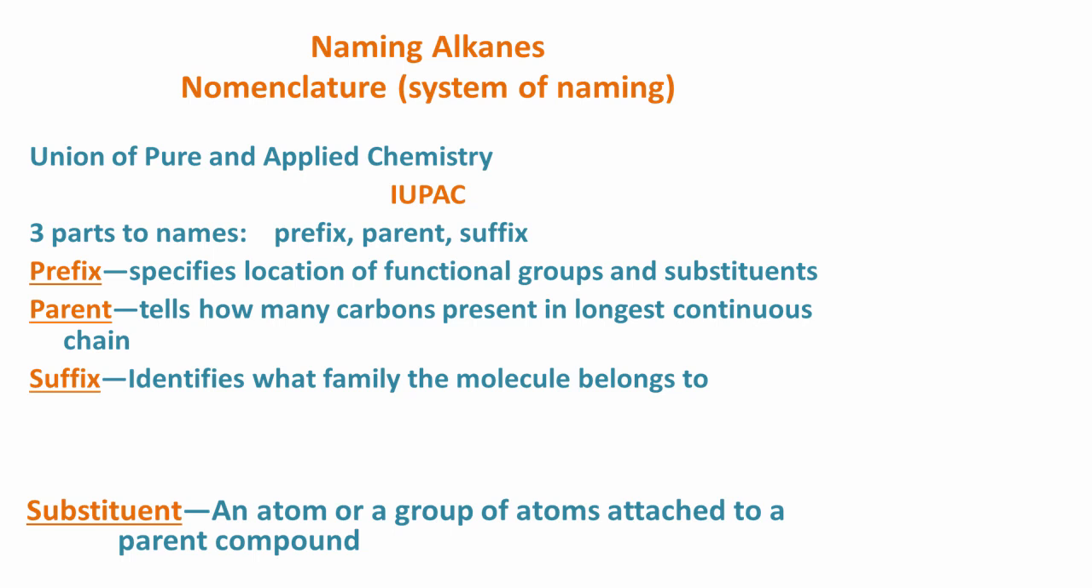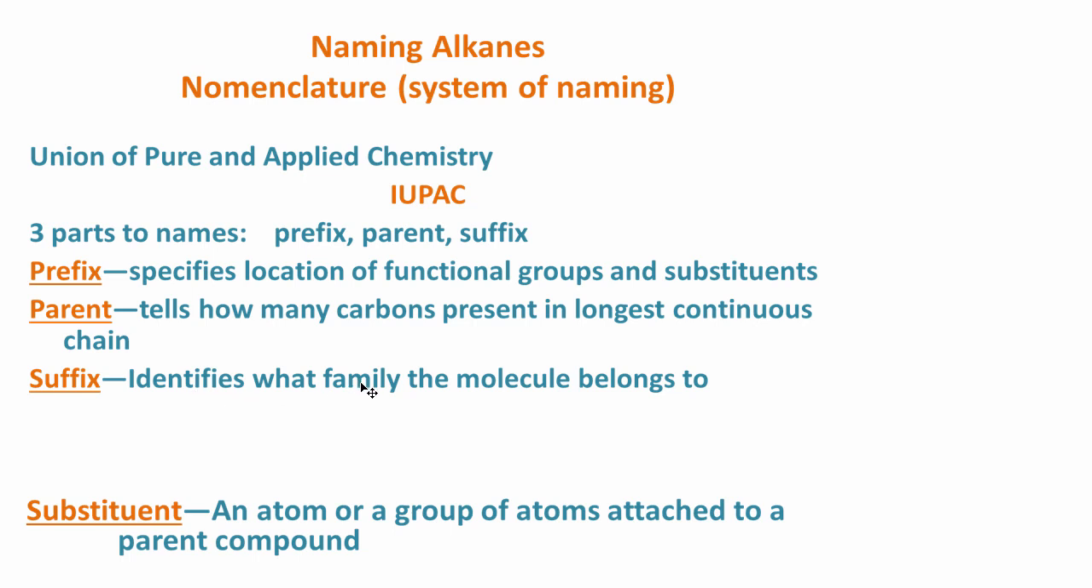The system that we use now was devised by the International Union of Pure and Applied Chemistry. And so the naming system we use is the IUPAC naming system. So in this IUPAC naming system, there are three parts to a name for any organic compound. First, we have a prefix, and that specifies the location of substituents and functional groups. We have the parent name, and that tells us how many carbons are in that longest continuous chain, and a suffix that tells us what family the molecule belongs to.